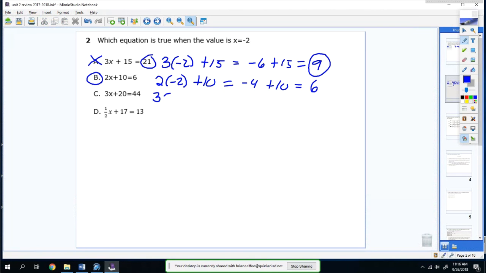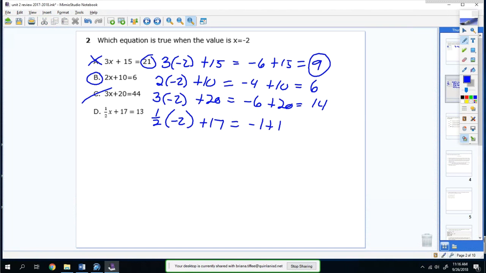You do 3 times -2 plus 20. 3 times -2 is -6, plus 20 is 14. Does 14 equal 44? It does not. Last one, 1/2 times -2 plus 17. 1/2 times -2 is -1, plus 17 is 16. 16 does not equal 13. So the answer is B.